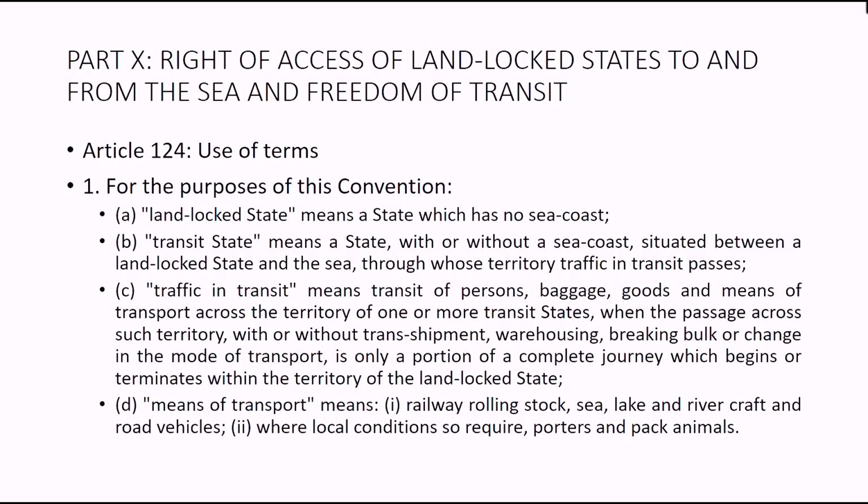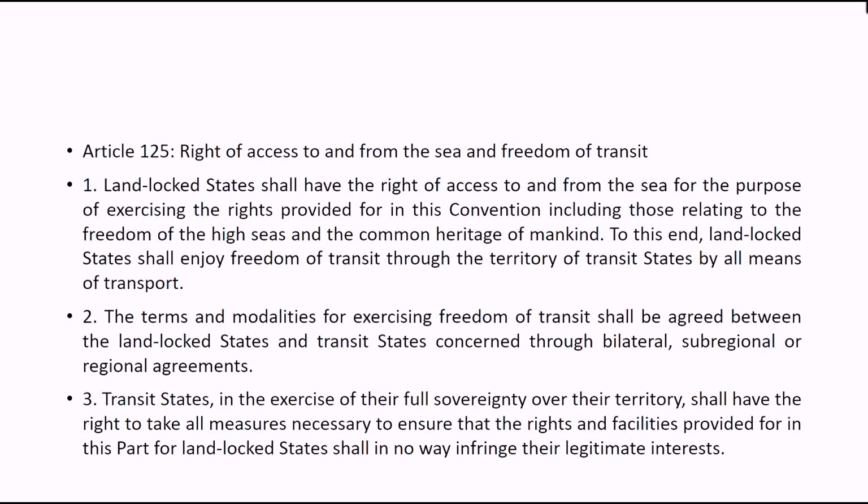transit. As far as landlocked states are concerned, Article 124 says that landlocked state means a state that has no sea coast; a transit state would mean a state with or without sea coast; traffic in transit would mean transit of persons, baggage, goods and means of transport across the territory of one or more transit states. Means of transport would mean railway rolling stock, sea, lake, river craft and road vehicles where local conditions so require, porters and pack animals. Article 125 talks about the right of access to and from the sea and freedom of transit.